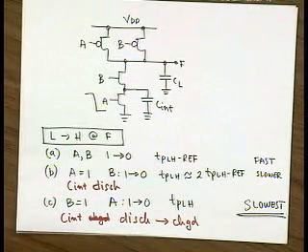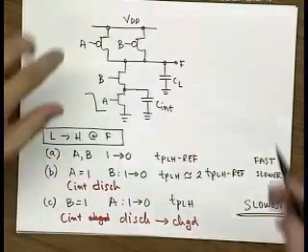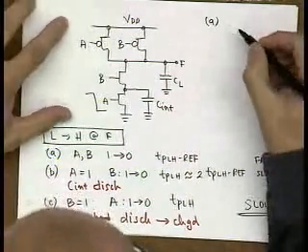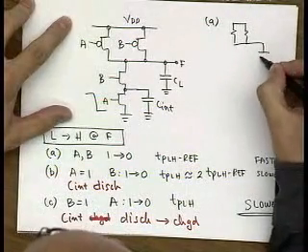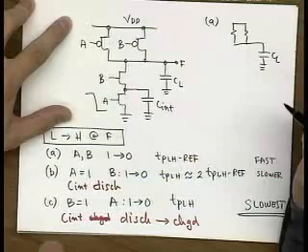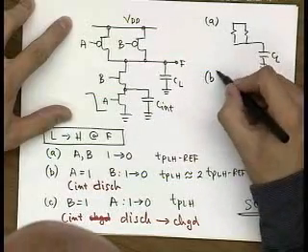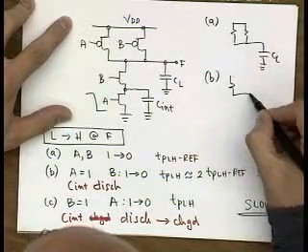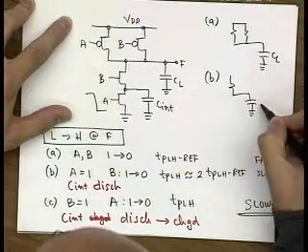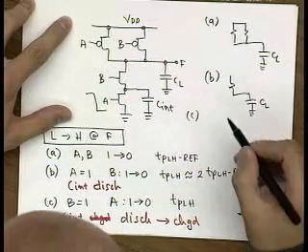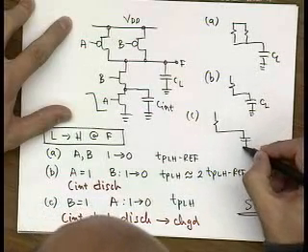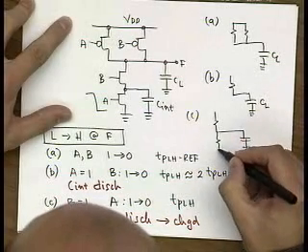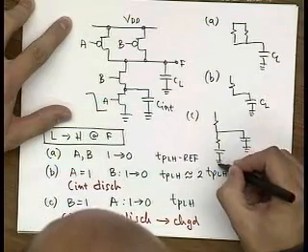So basically, in one case, let me do this. In case A, you have two parallel PMOS transistors charging up CL. In case B, you have only one transistor charging CL, and in case C, you have one transistor charging CL and another transistor charging intrinsic capacitance.